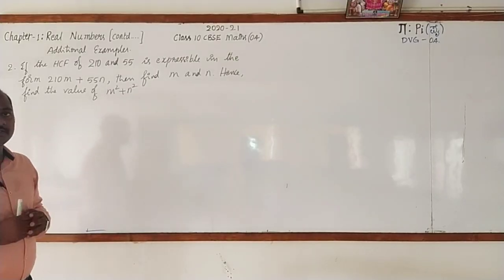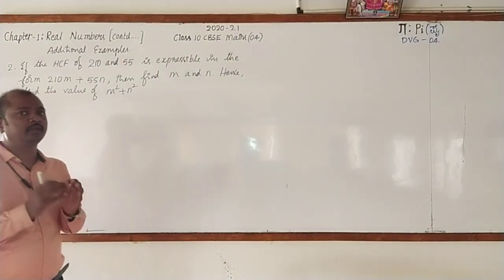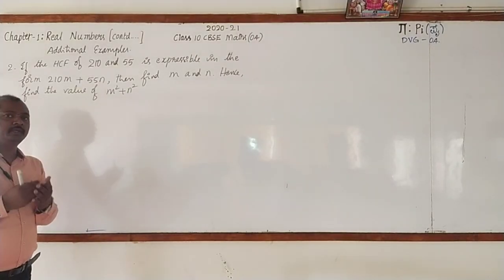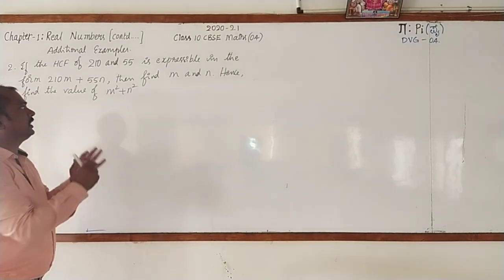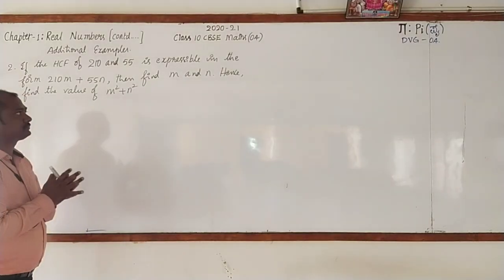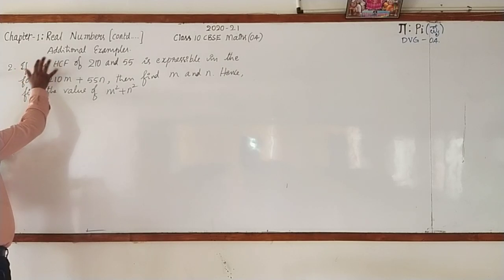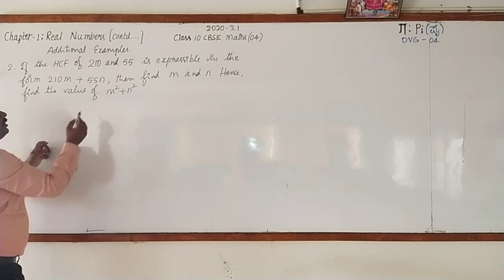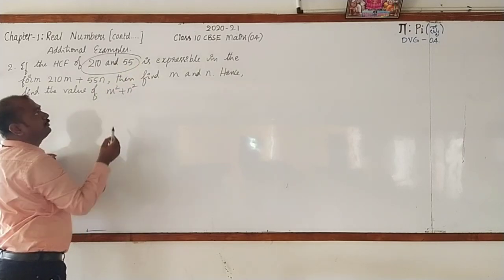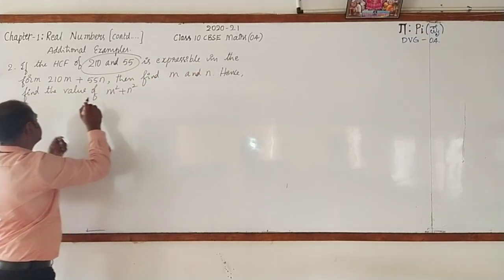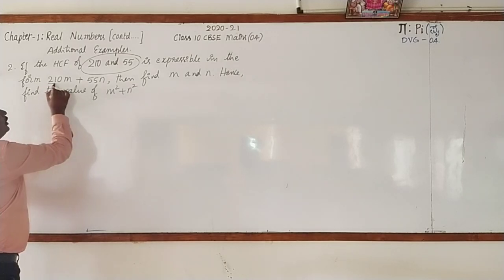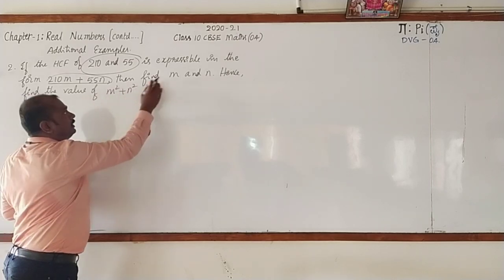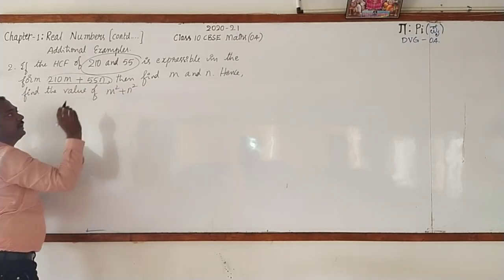Yes. Dear students, here I have brought one more important problem. Just go through this. It has also been taken from the reference, but I have made a little bit of changes. Additional example, second one. If the HCF of 210 and 55 is expressed in the form 210m plus 55n, then we have to find the values of m and n.